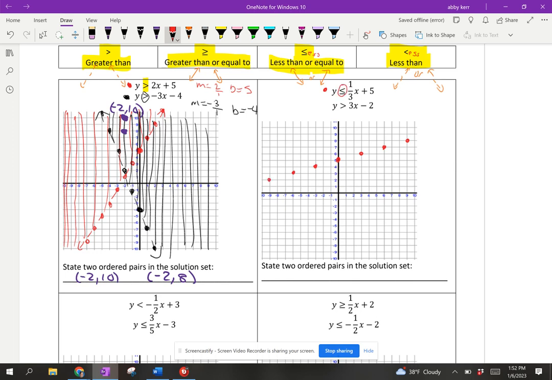Now you want to look at the symbol. This symbol is less than or equal to. So since we have that equal to, step 2 says to draw a solid line. And then now that we're dealing with less than, put your pencil on the line and go below the inequality. And now I will switch colors.